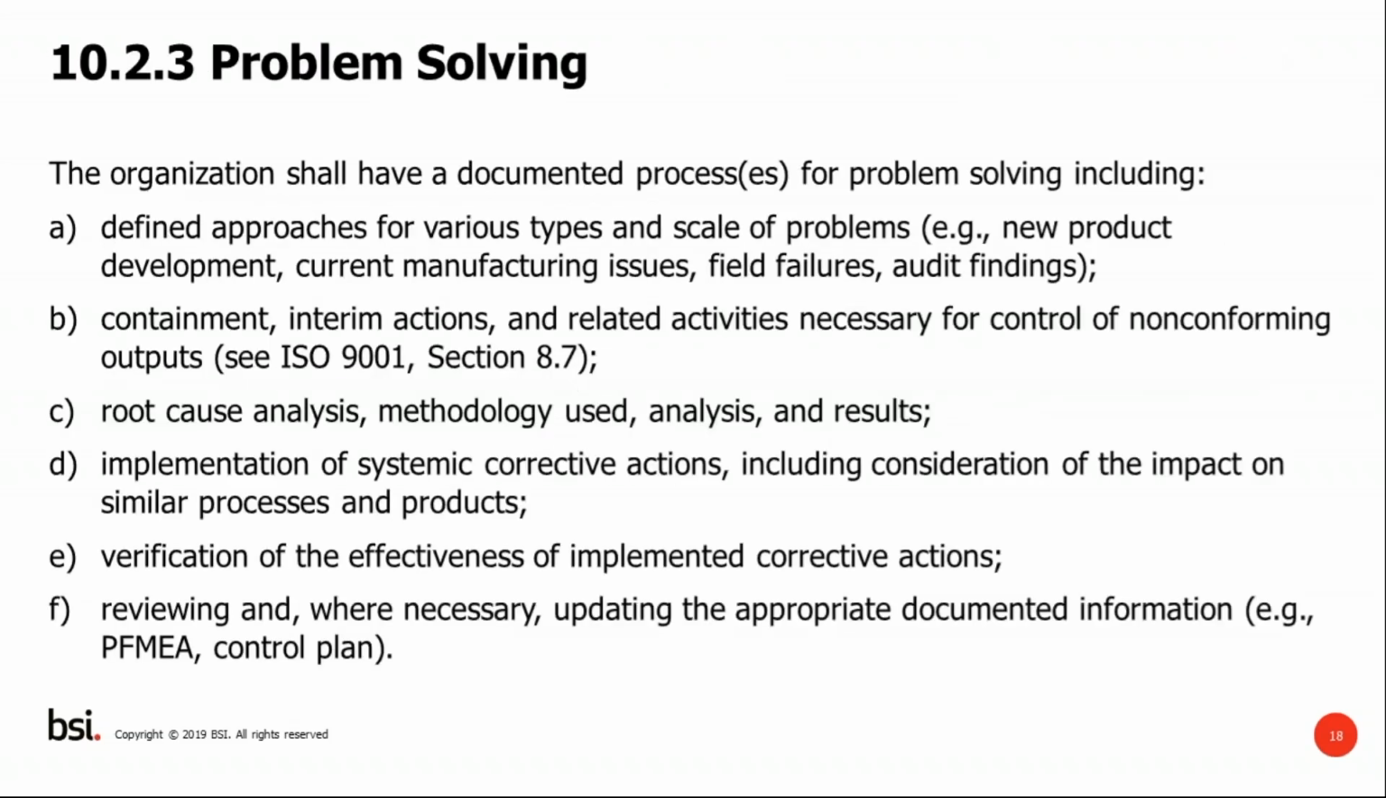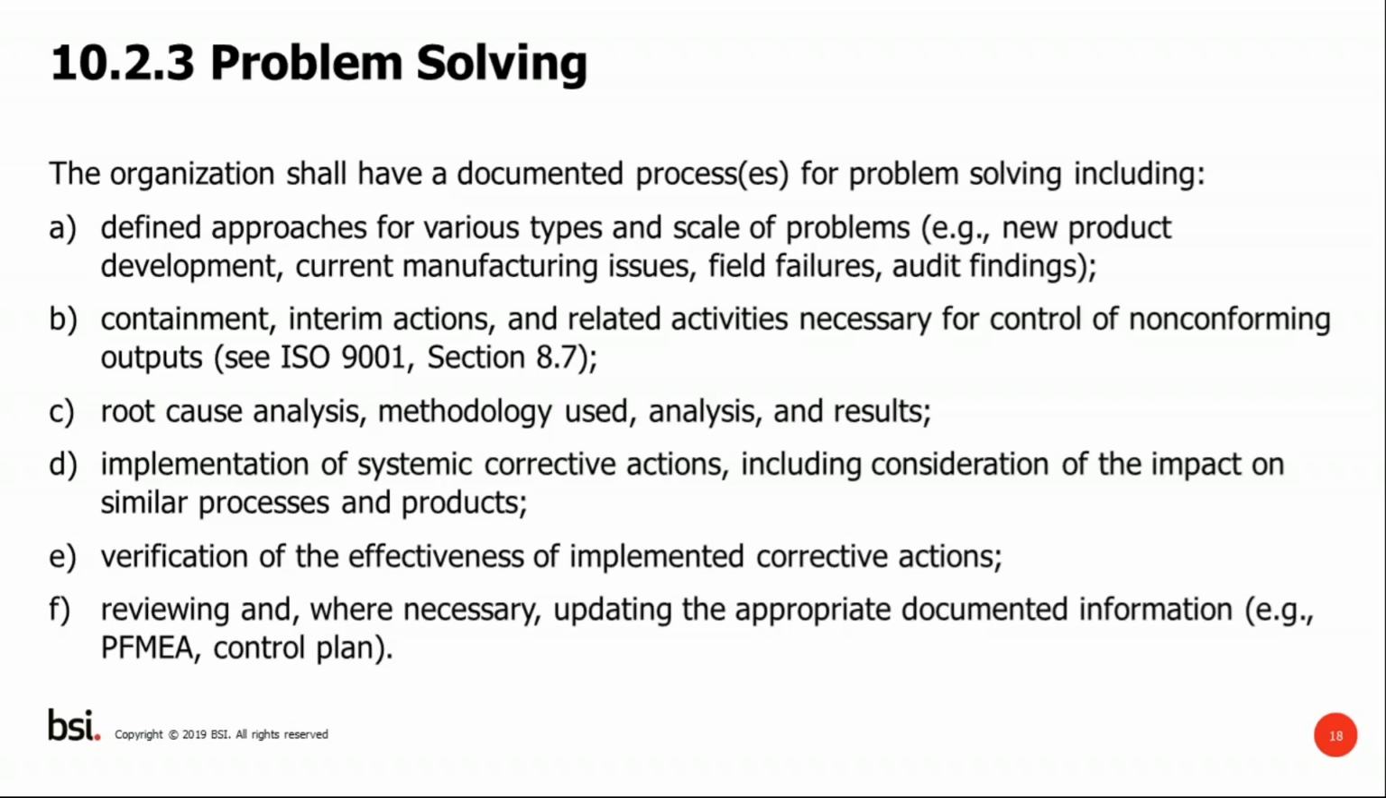And if we look at problem solving, just to look at where we are in terms of the IATF requirement, it says the organisation should have a documented process for problem solving, and this should include certain areas. So defined approaches for various types and scale of problems, including new product development, current manufacturing issues, field failures, and audit findings. So it might be organisations have slightly different processes for different types of problem.